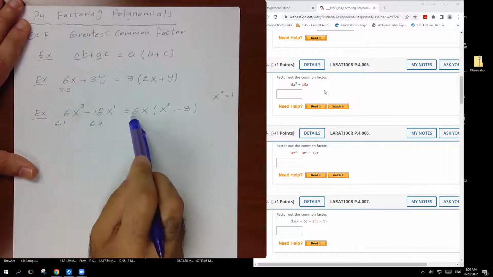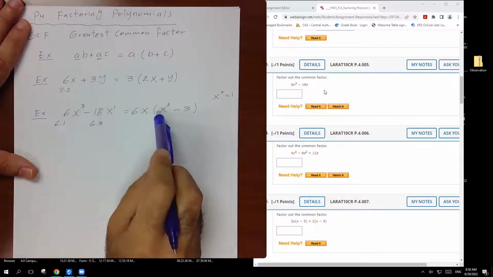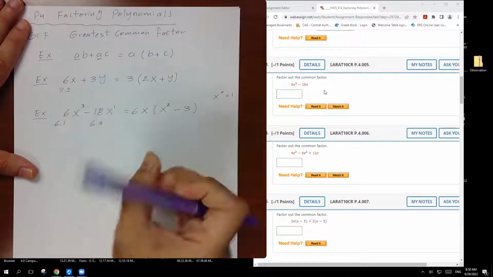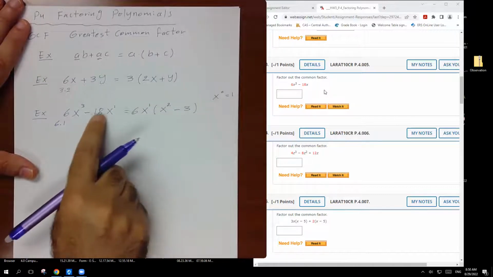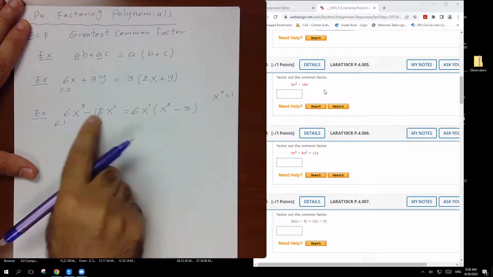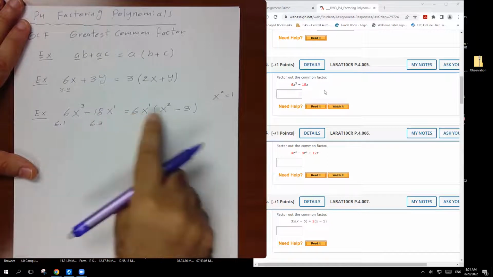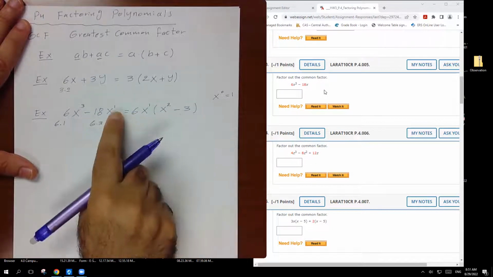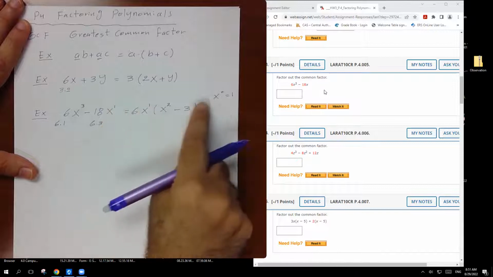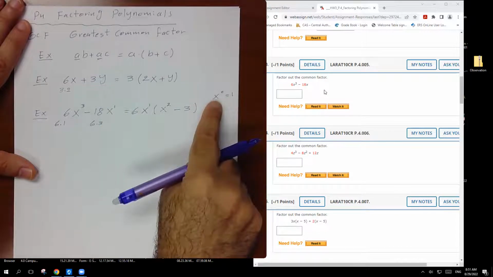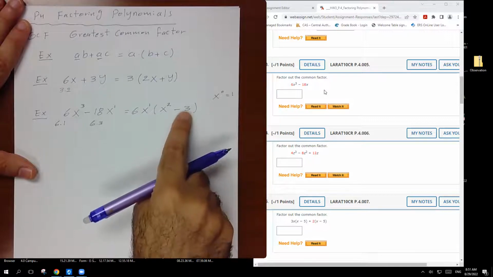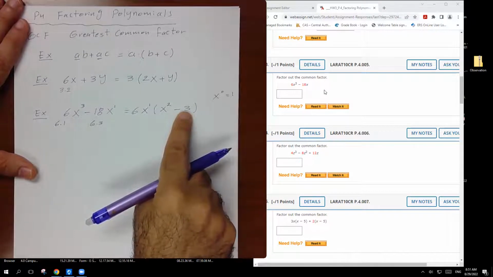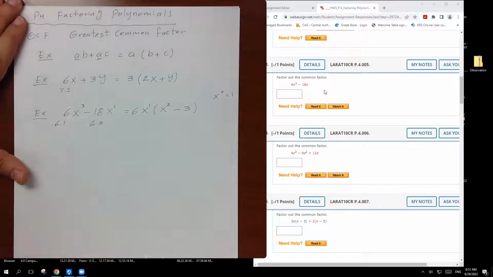Divide the numbers. 6 divided by 6 is 1. 3 minus 1 is going to be 2. Divide the numbers, subtract the exponents. Negative 18 divided by 6 is going to be negative 3. And 1 minus 1 is going to be 0. That means x to the exponent 0, which is equal to 1. So you don't have to write it down, just write down the number, because 3 times 1 is going to be 3. That's it for this example.